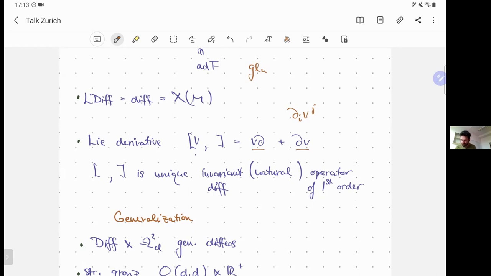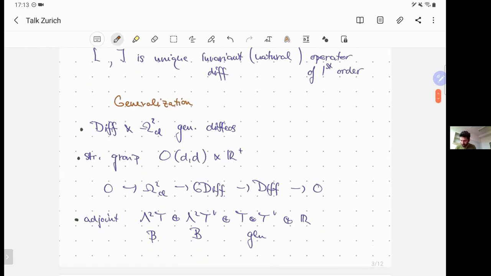And it's the only thing you can write down if you search for a first order operator, which is natural, and it's covariant under those diffeomorphisms as I just described. Okay, so now you can perform various generalizations, and there will be one for each of those structure groups, but I'll just point out what it is for ODD here.